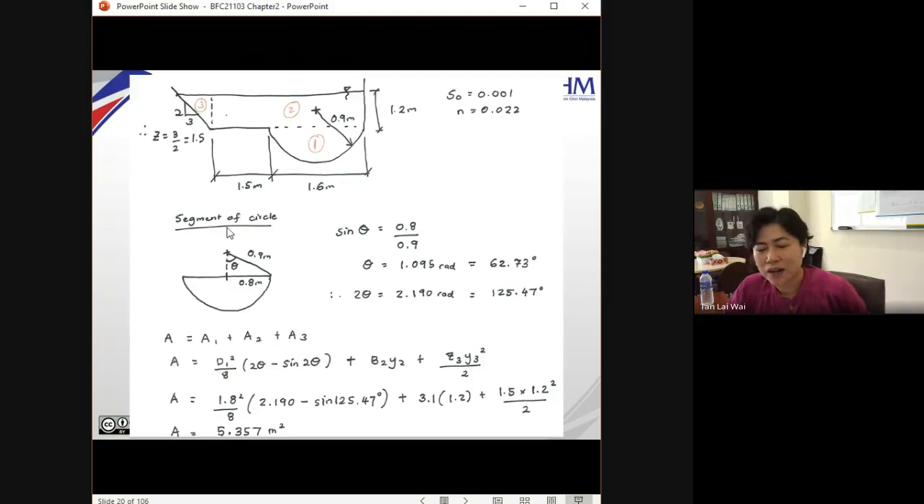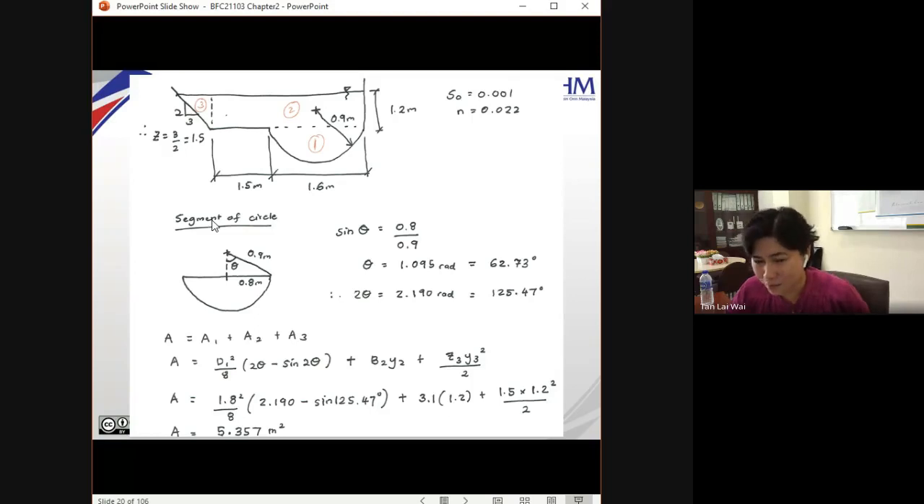All right, so how are you going to find 2 theta here? I told you this is just a simple trigonometric question. You have your radius, because even if you connect the center to any point along your circular line, you are going to get your radius. So my radius would be the line connecting the center to the edge of the water, for the section that I'm considering. So half the width would be 0.8 meter, the radius is 0.9 meter.